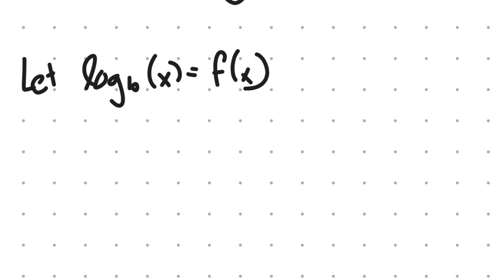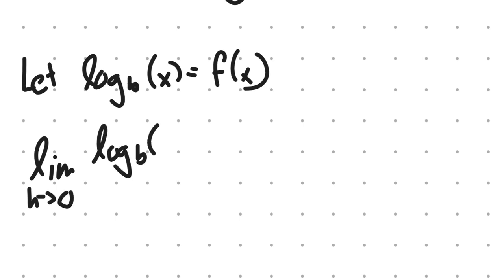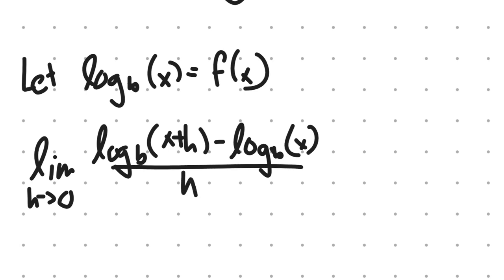So let's let our function logarithm base b of x be equal to f of x, so that if we take the limit as h approaches 0 of the logarithm in base b of x plus h minus logarithm in base b of x, divided by h, we would get the derivative function.